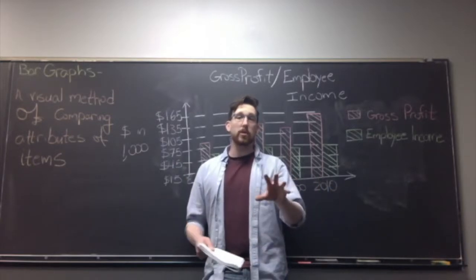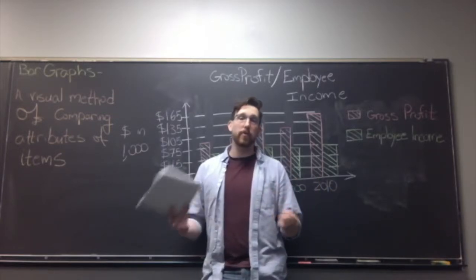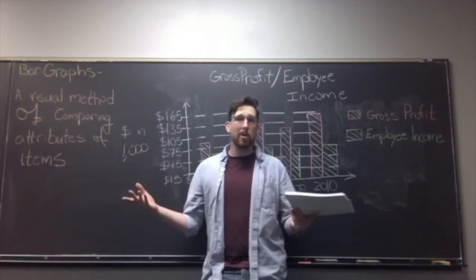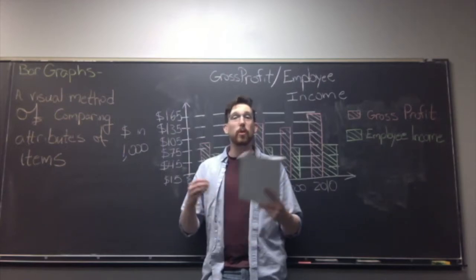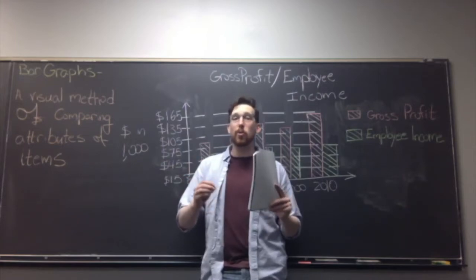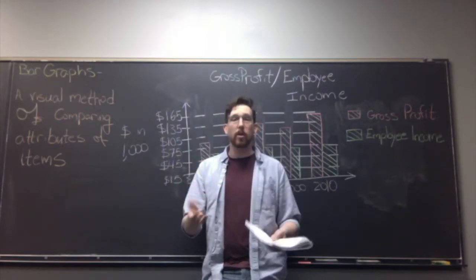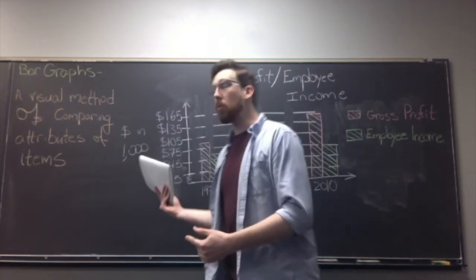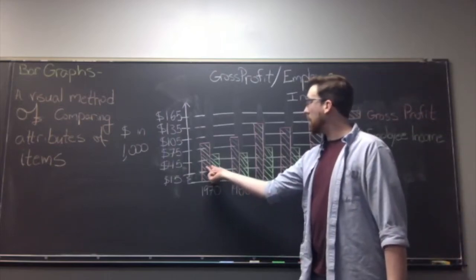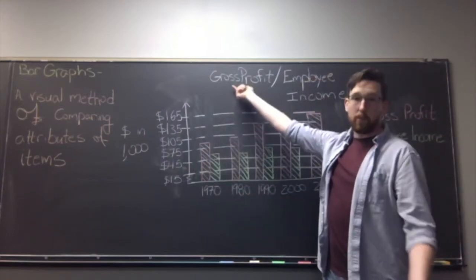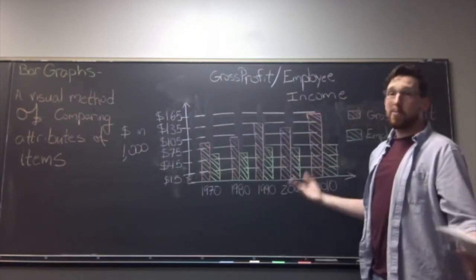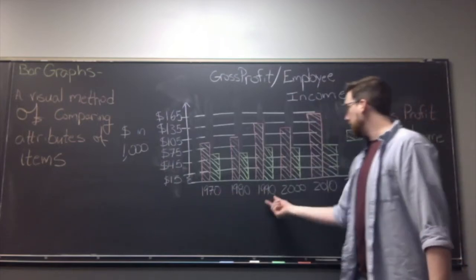So, before we start talking about estimating with bar graphs, we should first start by talking about what a bar graph even is. As you can see to my right here, a bar graph is really just a way of visually representing attributes of different items where these attributes show or share something in common, right? For example, what we've got up here on the board. We've got a set of bar graphs that compare the gross profit and employee income of some random company every 10 years.